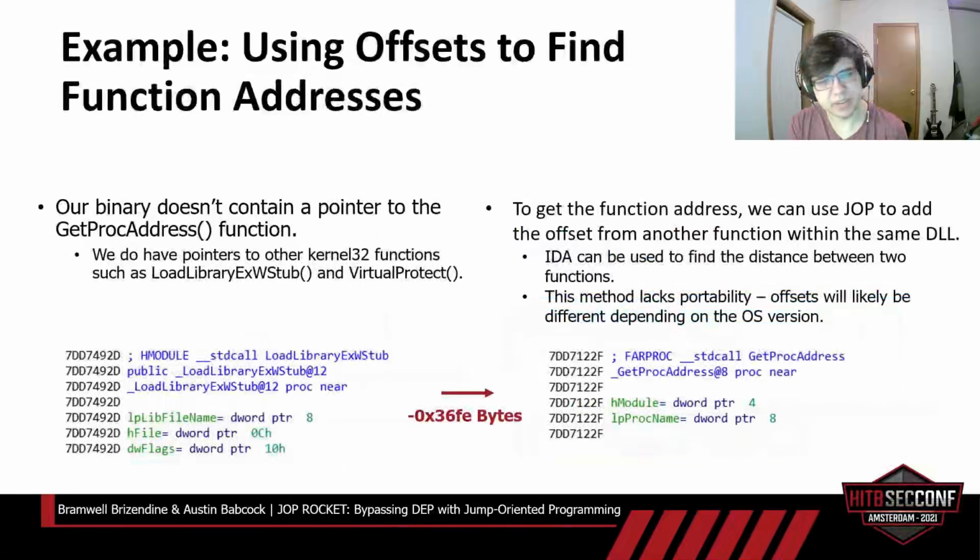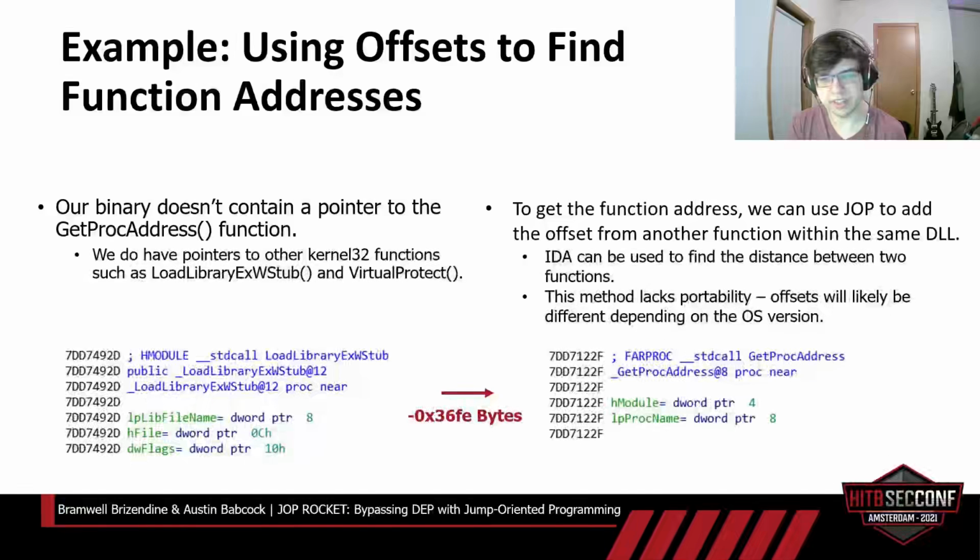Something else to consider is that we might not always have the pointers to every function that we want to use in our shellcodeless exploit. However, if we have a pointer to another function in the same library, we can get the offset from one to the other. So here we have a pointer to LoadLibraryExW, and then we'll open that up in IDA, and we'll see the address of LoadLibraryExW, and then we will see that GetProcAddress is in the same library. It's in kernel32, so we can actually get the address of that function as well and then find the offset between the two.